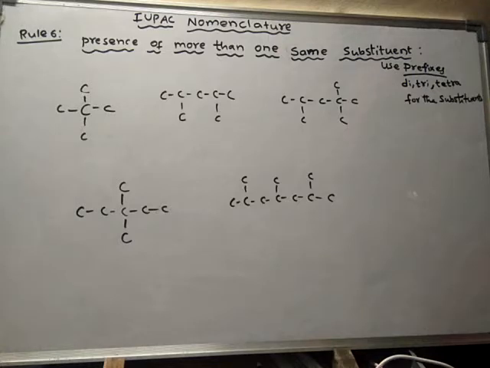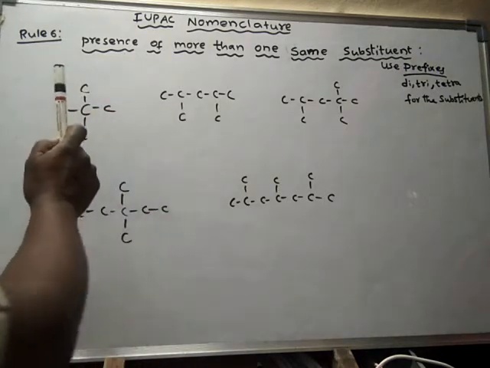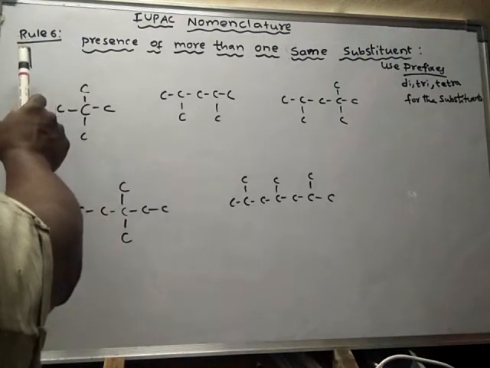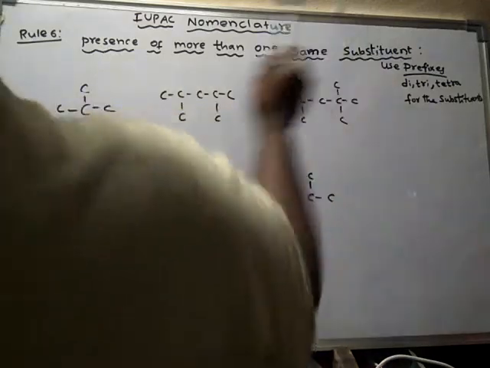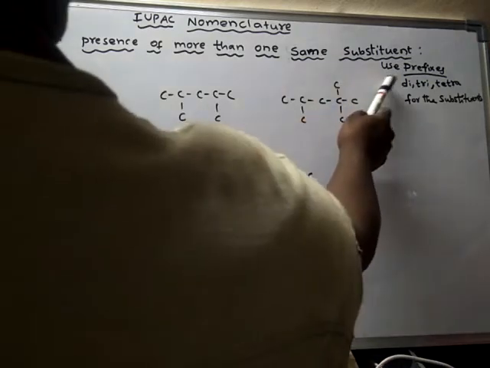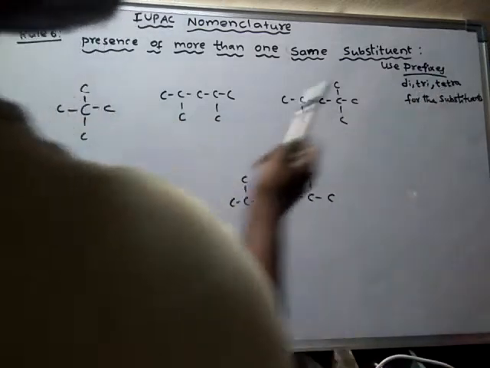We were learning about IUPAC nomenclature, and we have learned about different rules which help us in writing the names. So now we are going to learn the sixth rule. The sixth rule says that when there is more than one of the same substituent present, then we have to use prefixes like di, tri, tetra for the substituents.